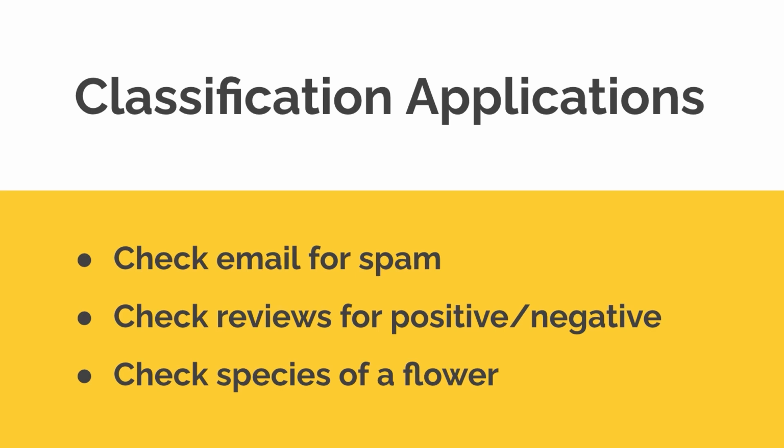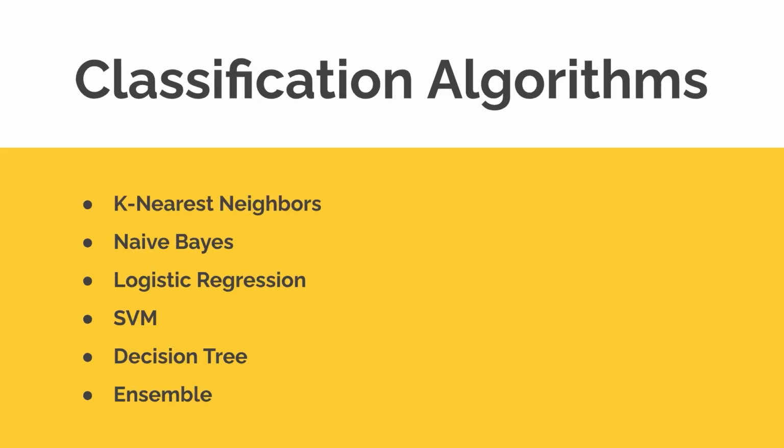And of course, classification also has applications in science. For example, you could classify the species of a flower or the species of anything, really, with a machine learning algorithm. Just some names of algorithms that are commonly used that are classification machine learning algorithms are k-nearest neighbors, naive Bayes, logistic regression, SVM or support vector machines, decision trees, and an ensemble, which means a combination of any classification algorithms.